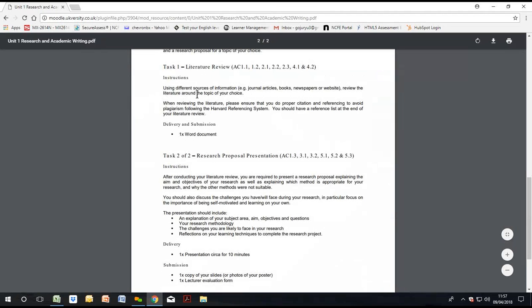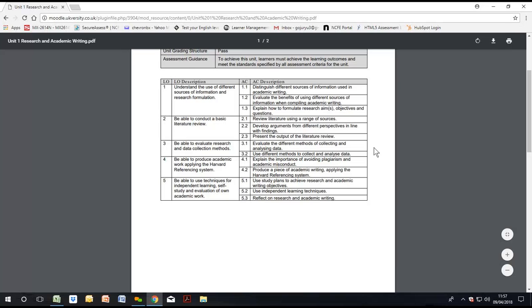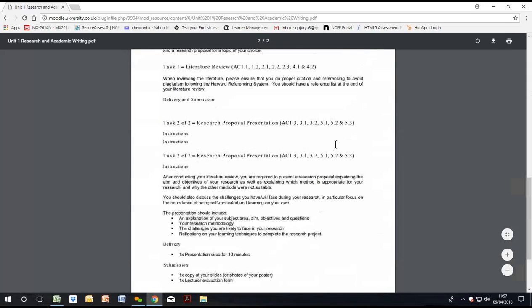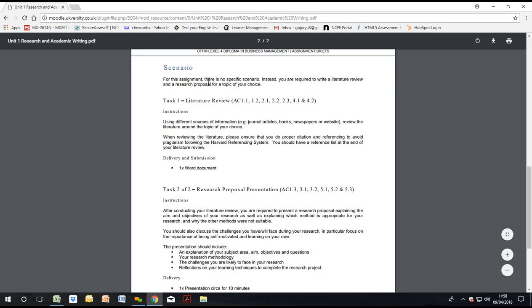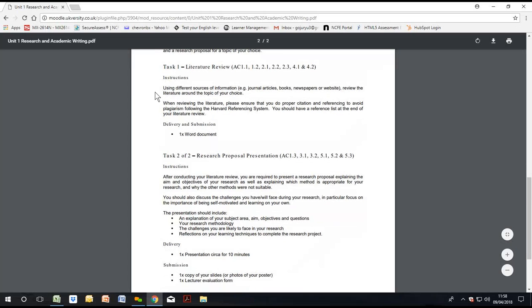Task 1, which covers 1.1, 1.2, 2.1, 2.2 and 2.3, 4.1 and 4.2 on your learning objectives here. Using different sources of information, journals, articles, books, newspapers, or a website, review the literature around the topic of your choice. So once you've decided on your topic and what your research is going to be about, because again, there is no specific scenario here. It's something that you've got to do yourself. You then start to do some reading or pick out some articles, books, newspapers or websites to review what's been said already around the topic of your choice.